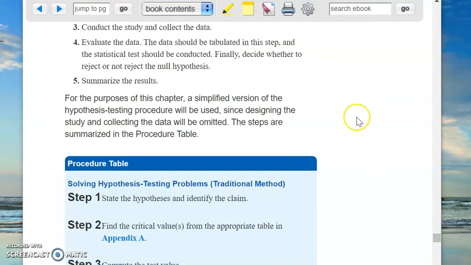Okay. All right. So this is truth in advertising. It's a simplified version, okay? We're not going to design the study. We're not going to collect the data. We're not going to do those things. We're going to just go ahead and learn how to do these hypothesis tests.